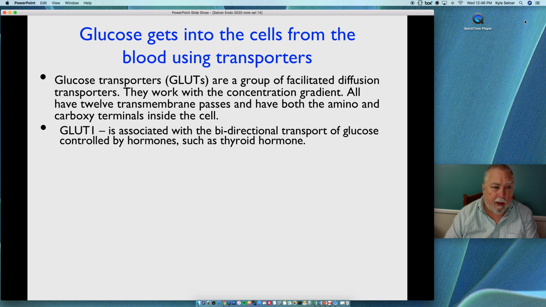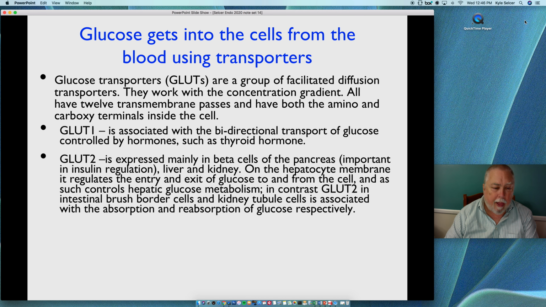So GLUT1 is associated with the bidirectional transport of glucose controlled by hormones such as thyroid hormone, but it's not a big insulin sensitive thing. So tissues that are going to take up glucose pretty much all the time will often have GLUT1, and then it's upregulated by other hormones besides insulin.